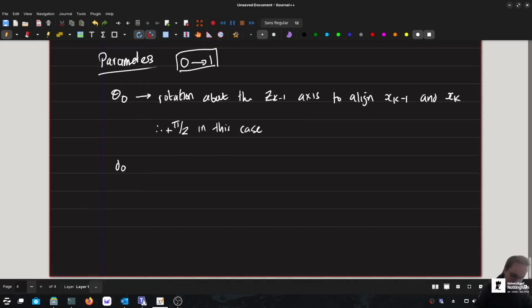D0. Again, this is going to be the translation along Z0 to align z-axes.